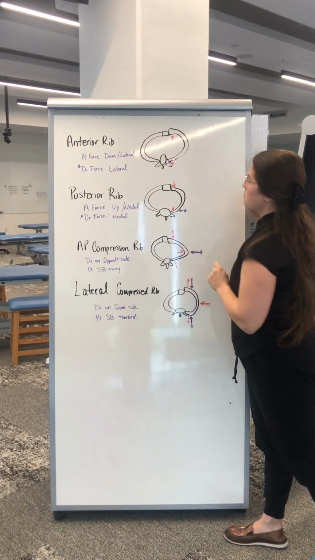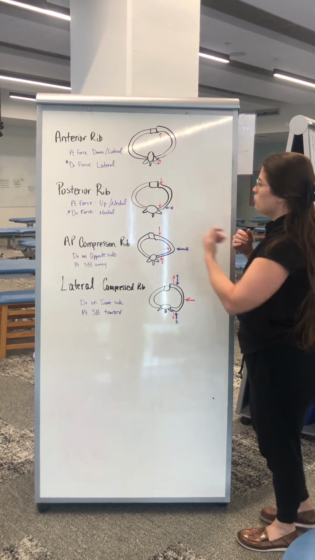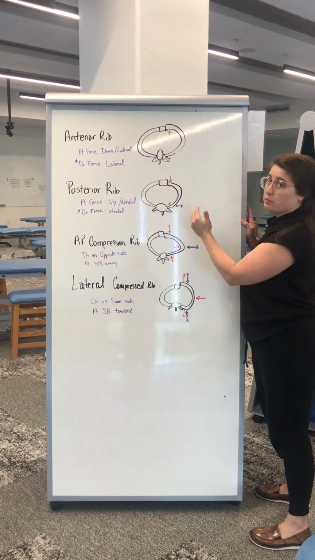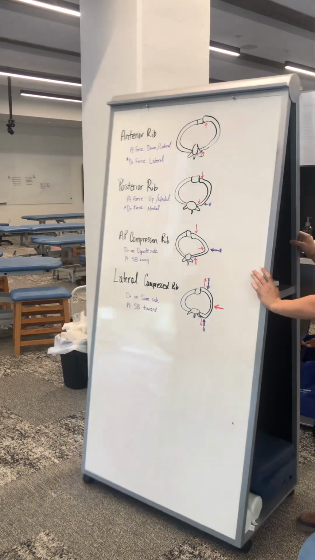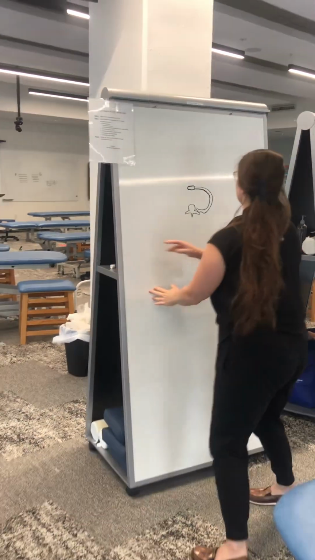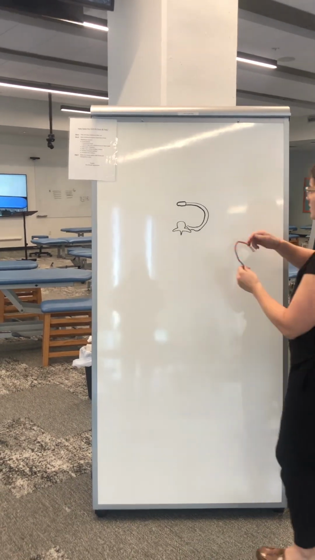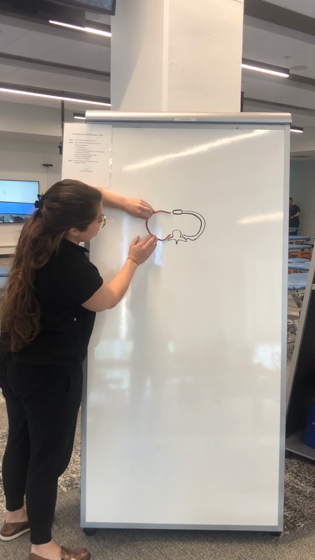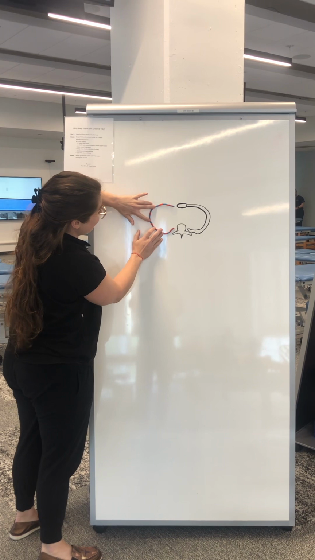So the big difference between an anterior and posterior rib for the doctor is which side of the rib angle are you going to be on and what way are you pushing. So to make that easier for y'all, I made a rib. So I'm going to come on this side. So let's pretend this is our Sam Houston State University rib here, right?